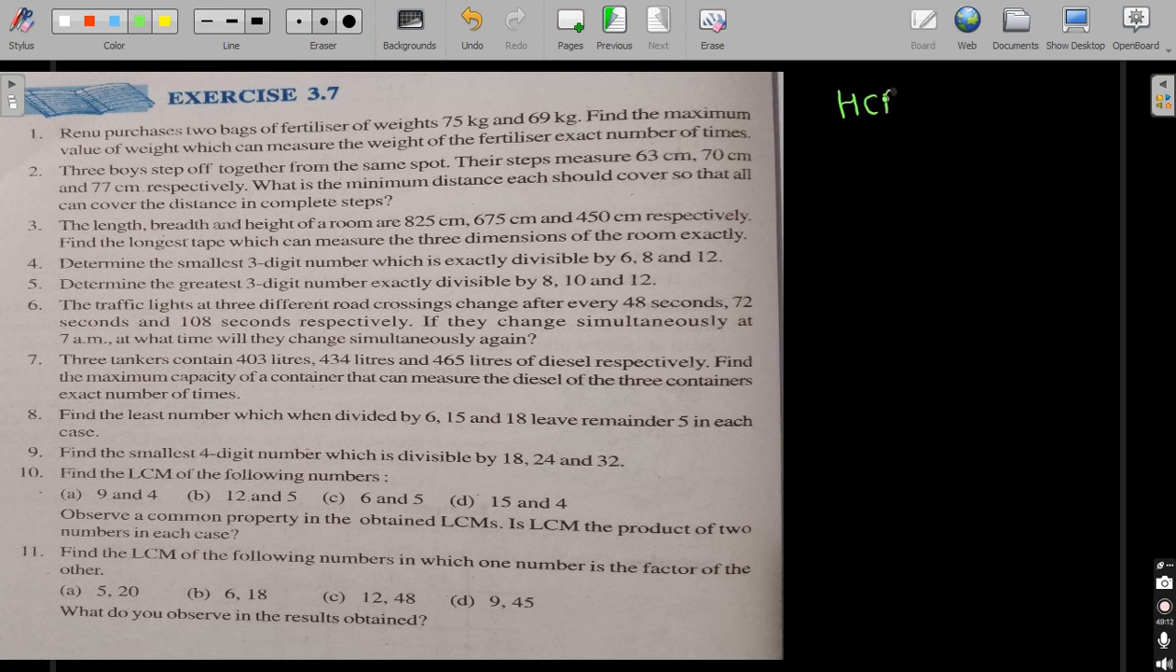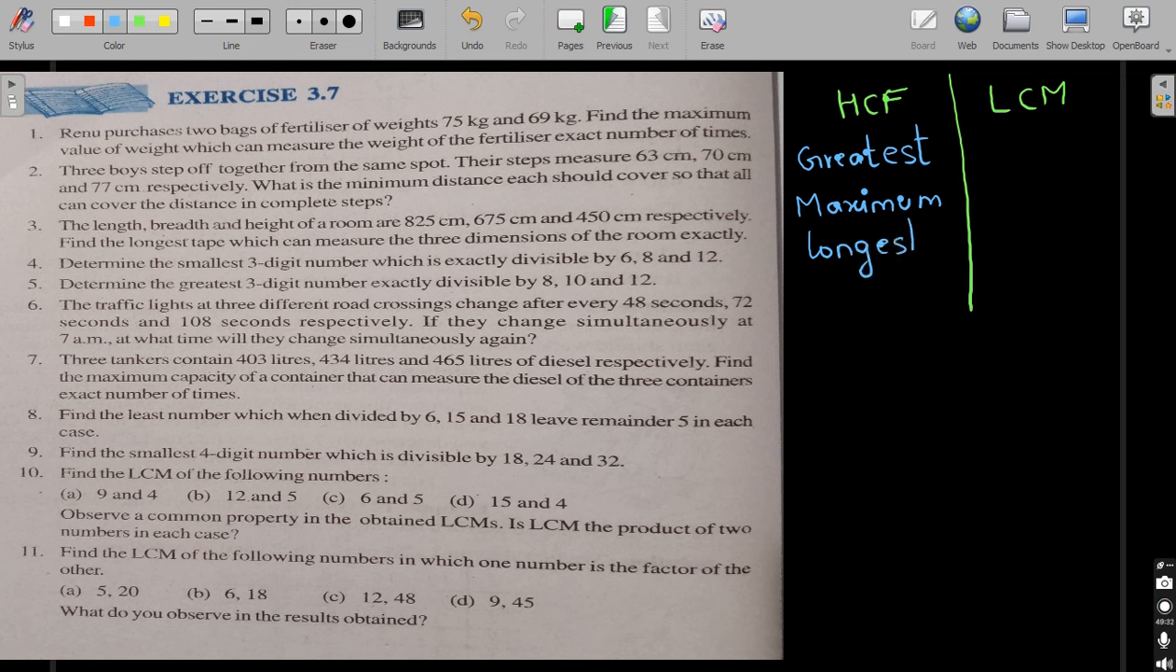Already we know HCF, and the second term was LCM. And what were the keywords to identify the HCF? HCF you need to identify with the help of the word greatest. If greatest is written, then it is HCF. If maximum is written, then it is HCF. And if longest is written, then it is HCF.